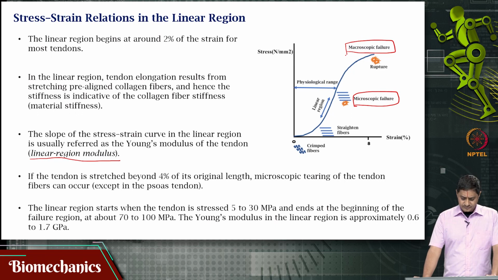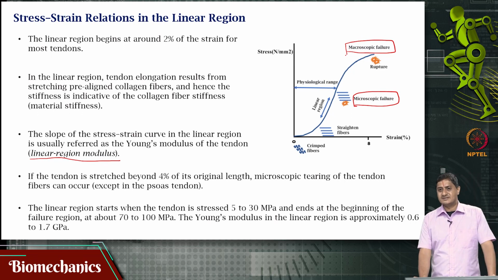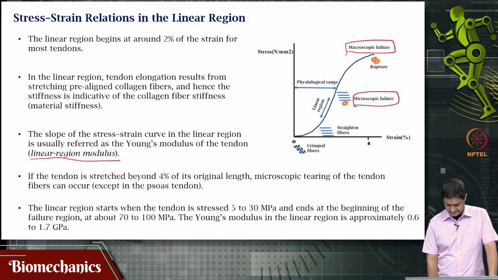So, the linear region starts when a tendon is stressed between 5 and 30 megapascals, and it ends at the beginning of the microscopic failure region, at about 70 to 100 megapascals. The Young's modulus varies between tendons in this region, in the range of 0.6 to 1.7 gigapascals. This is the Young's modulus within the linear region, that is. Okay.